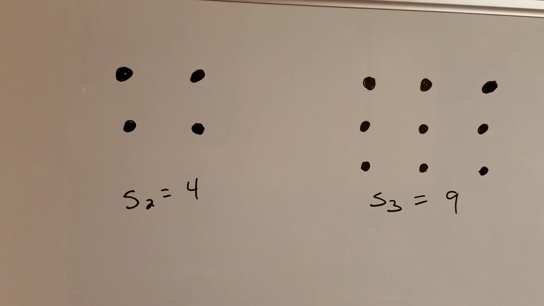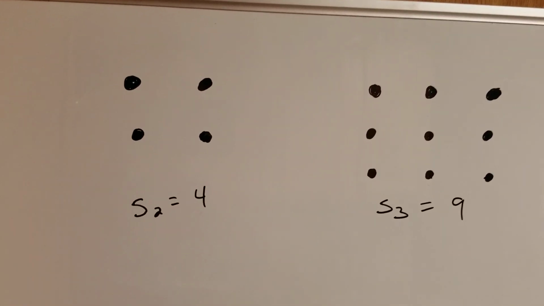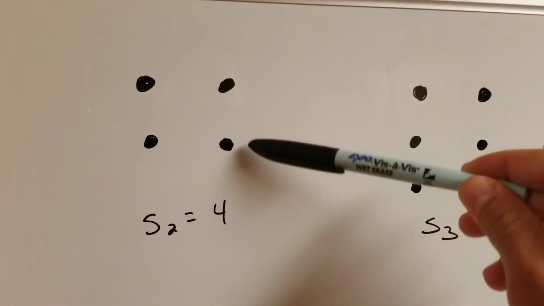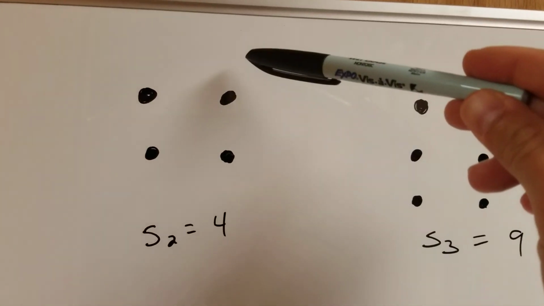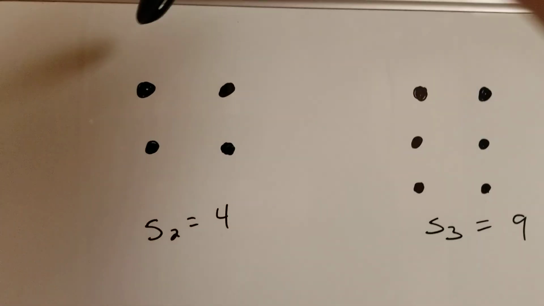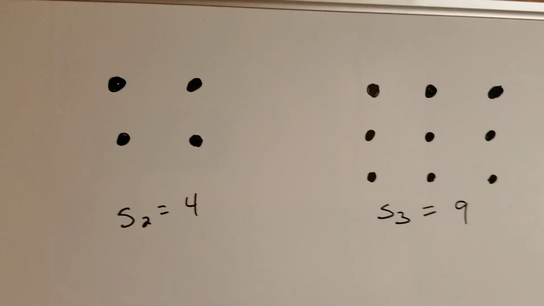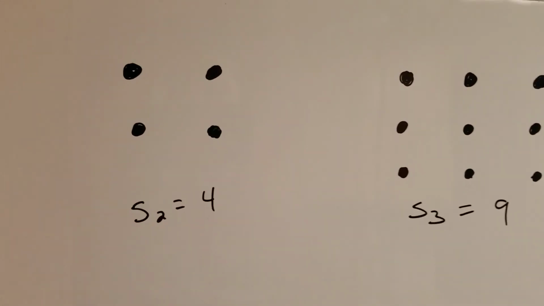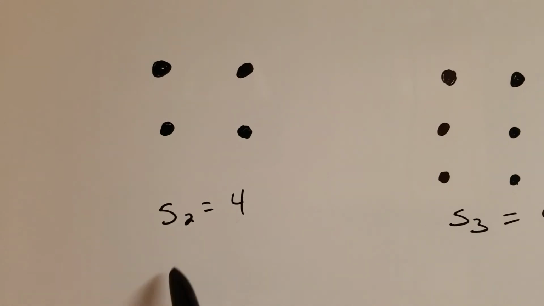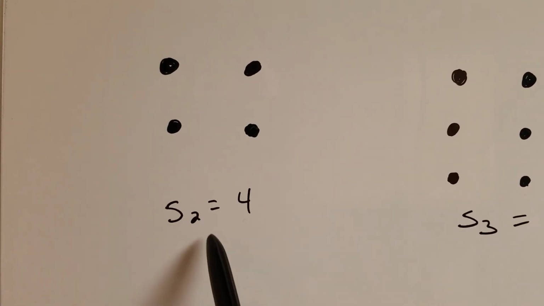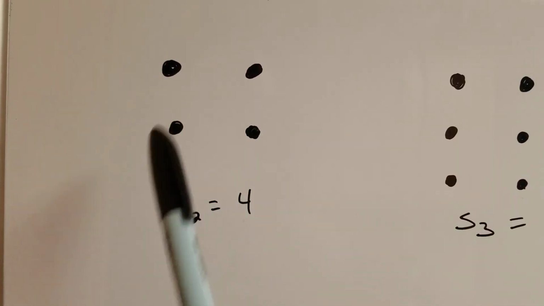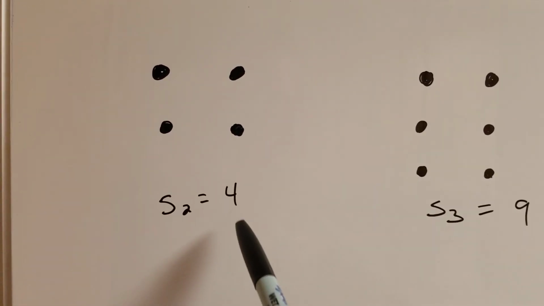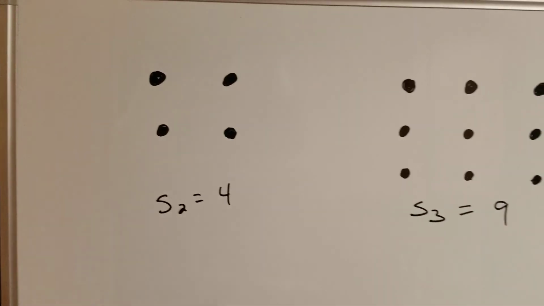Well, I think it's pretty quick to see. My hunch is that this number 2 refers to the number of rows. And it's a square, so it could also be the number of columns, because with squares, the number of rows is the same as the number of columns. So S2 is a square with 2 rows of dots. And I think it's pretty easy to see what this 4 represents. That's the total number of dots.